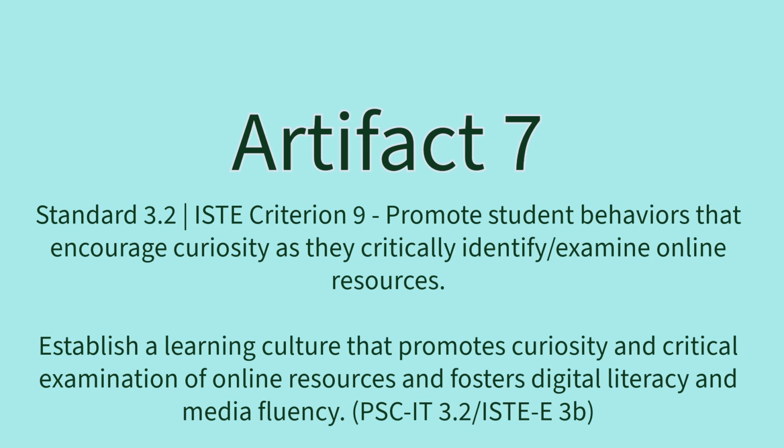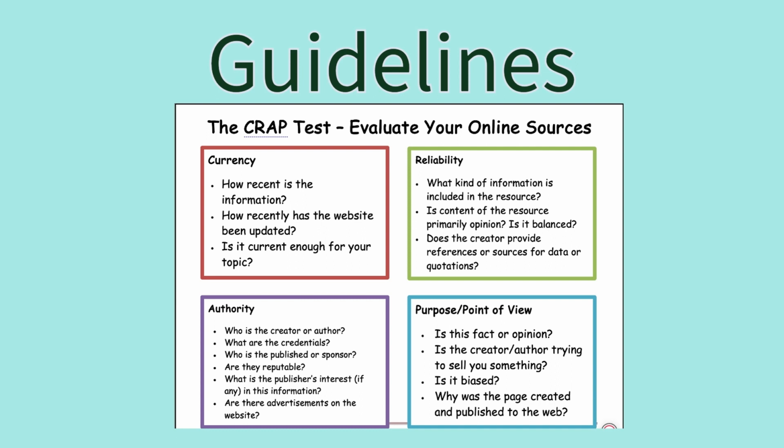In Artifact 7, I will demonstrate how I have established a learning culture that promotes curiosity and critical examination of online resources and fosters digital literacy and media fluency. There is so much misinformation available on the internet because anyone with a computer and a Wi-Fi connection can put their message out into the world. So I teach my kids to look out for incorrect, overly biased content by using the CRAB test.